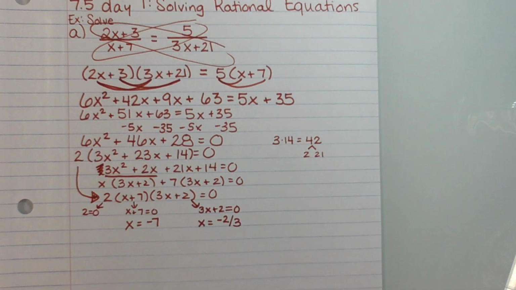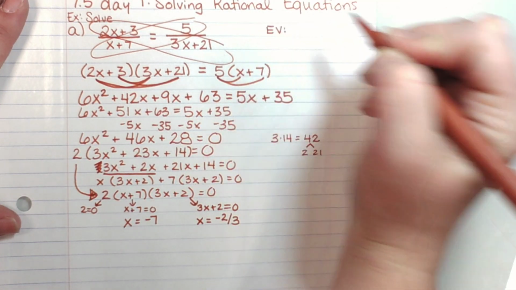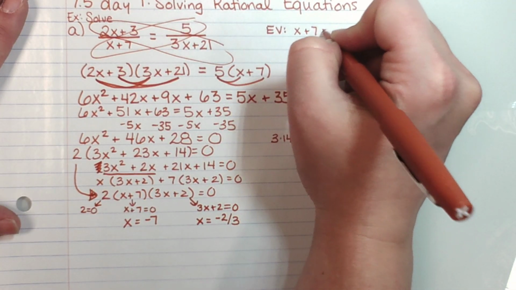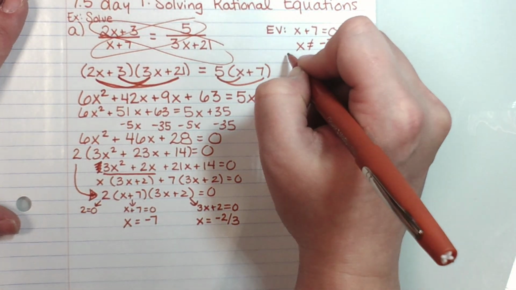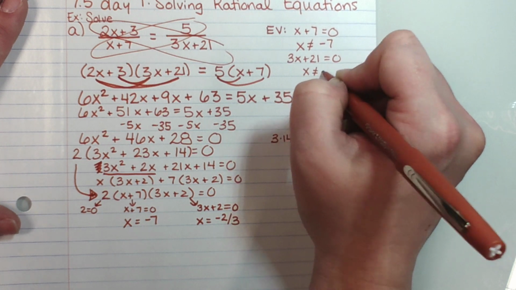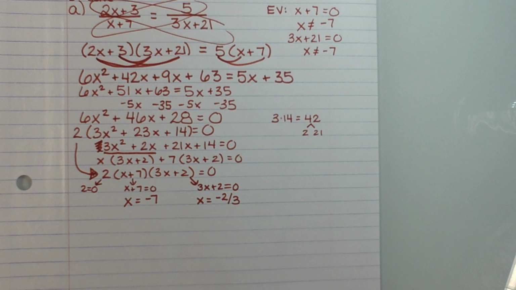What were the excluded values of my original expression? First denominator was x plus 7. Set it equal to 0. x was not allowed to be equal to negative 7. The second one, 3x plus 21 equal to 0, would have also given me x is not allowed to equal negative 7. Do you see a bit of a conflict? x is not allowed to be equal to negative 7, but x is negative 7? It's what's known as an extraneous solution.